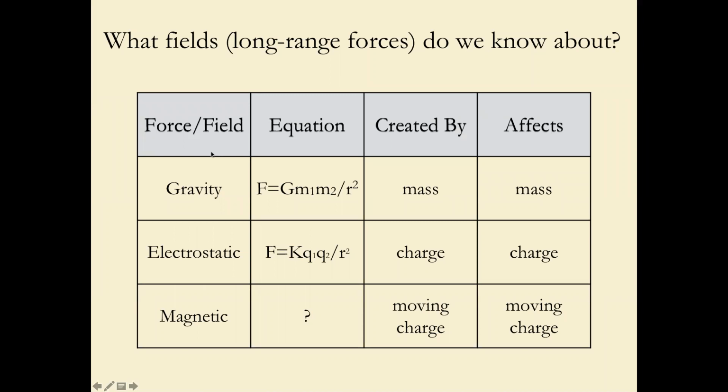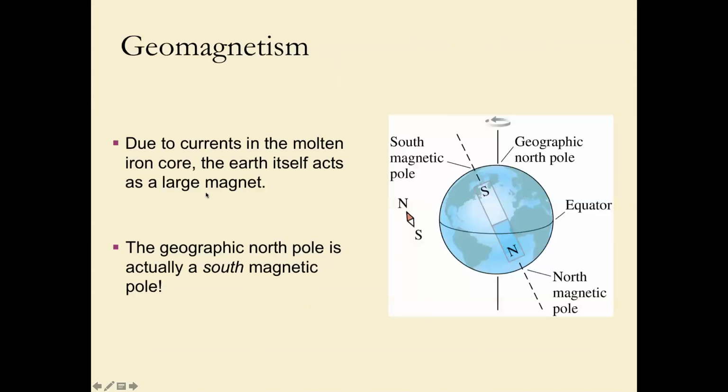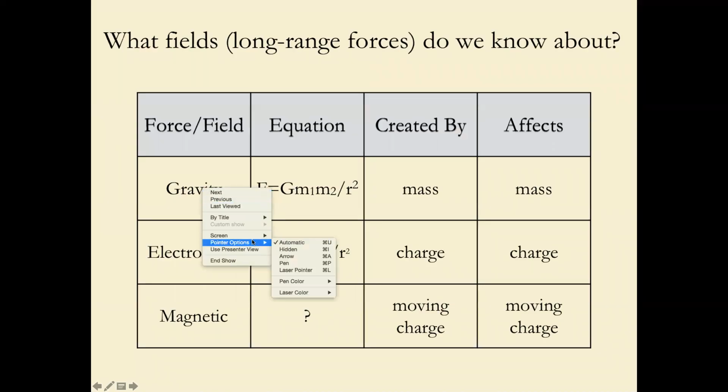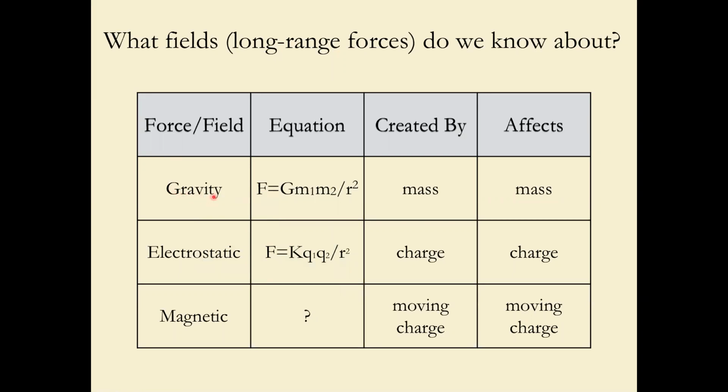And here you see the long-range forces that we have learned last semester. You know what that means? And here there are three examples: gravity, electrostatic force, and magnetic force. For gravitational force, this is the equation as you can see here, and it depends on the mass of two objects and the distance between them.